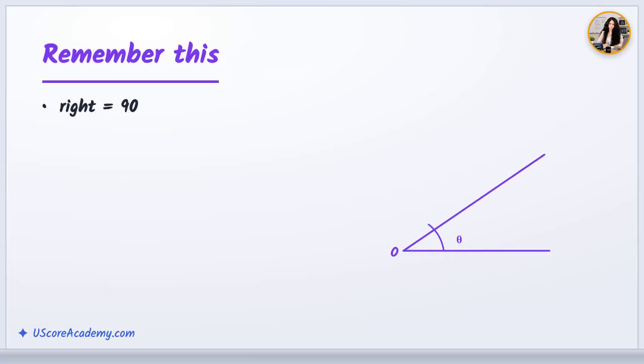A right angle is 90 degrees. Acute angles are smaller than that, and obtuse angles are larger. A straight angle is 180 degrees. Comparing to 90 helps you name any angle.